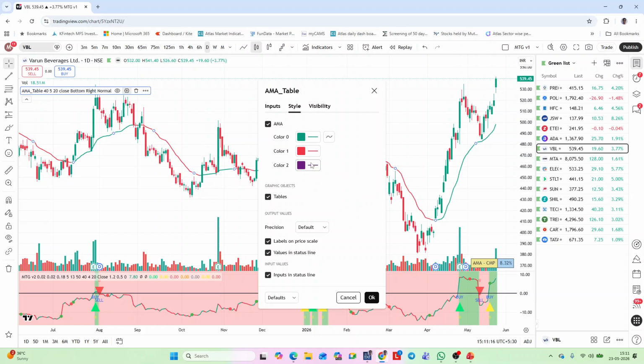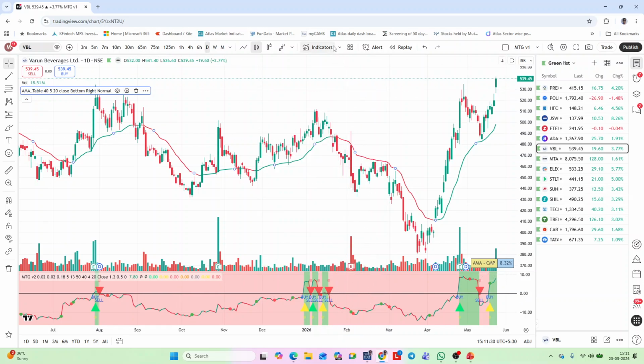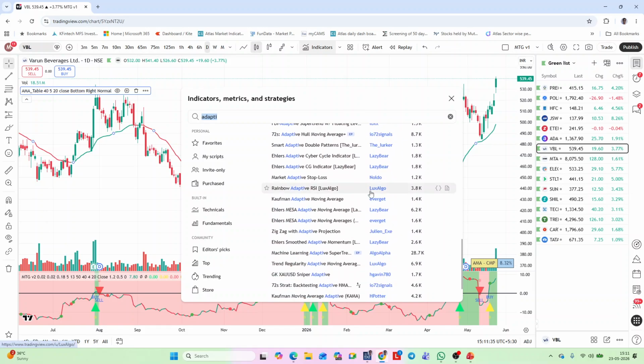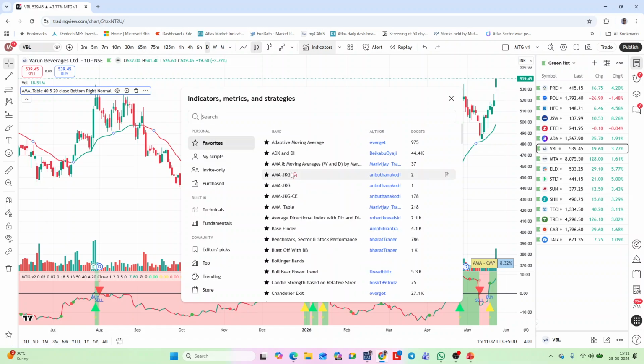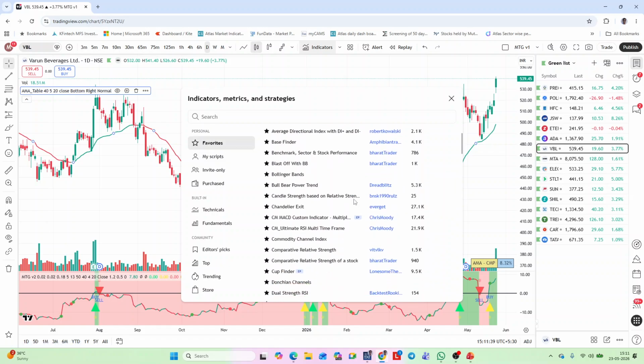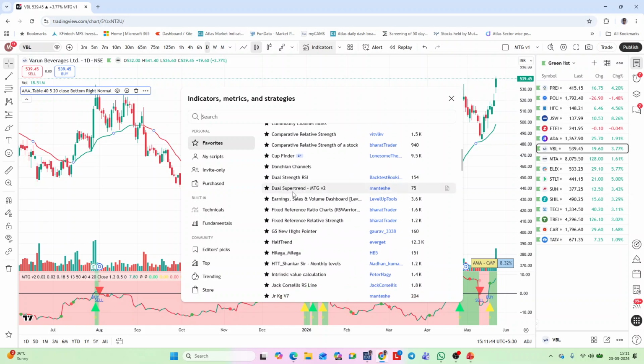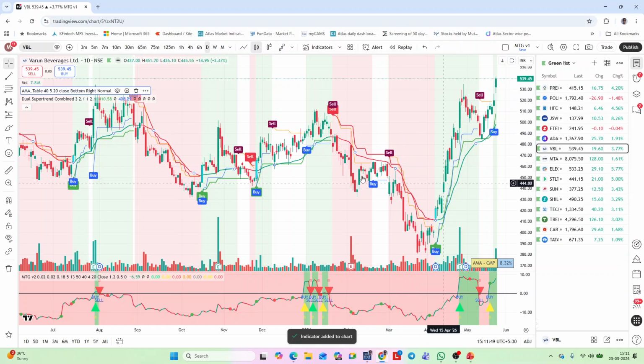You can also change the color: when the market is in an uptrend, the line has to be green, and when the market is down, the line has to be red. That is the simple setting you have to do. The second very important one is our own indicator, the Dual Super Trend indicator. Where is it? Yes, here it is: the Dual Super Trend MTG V2 indicator. This is the indicator you can apply.